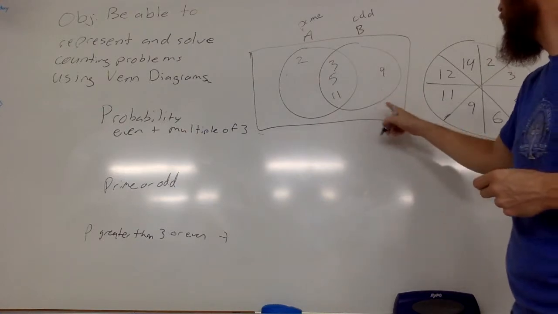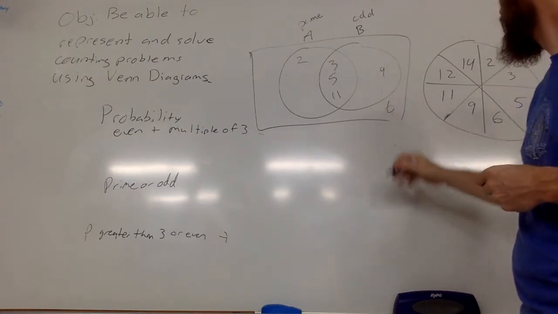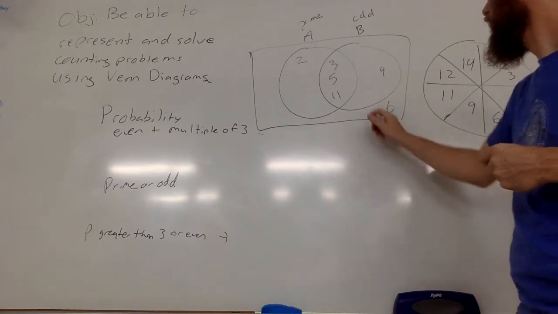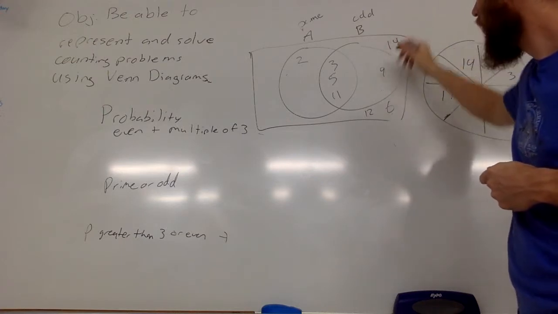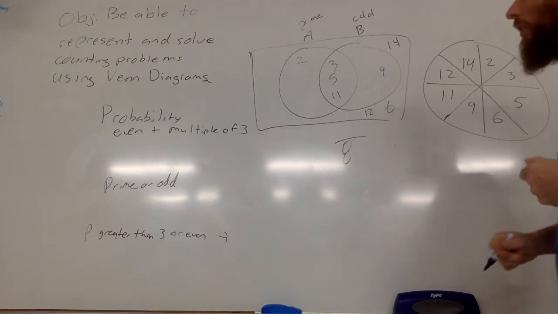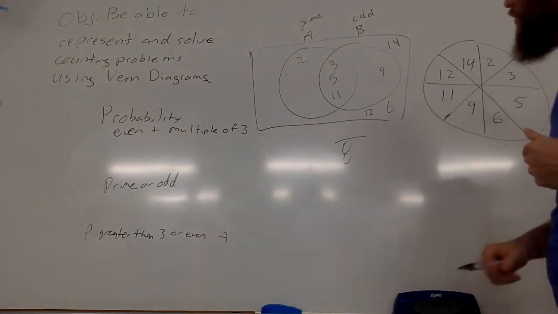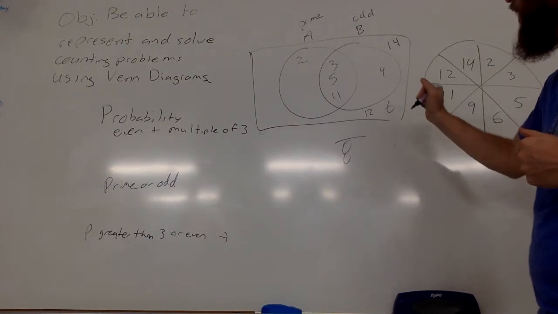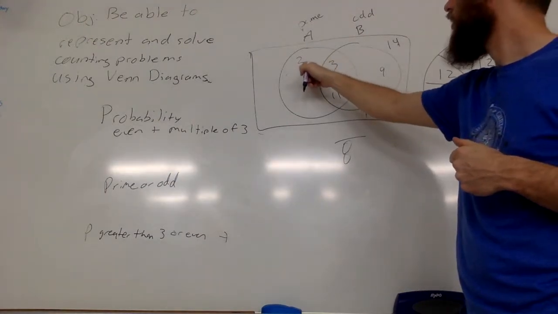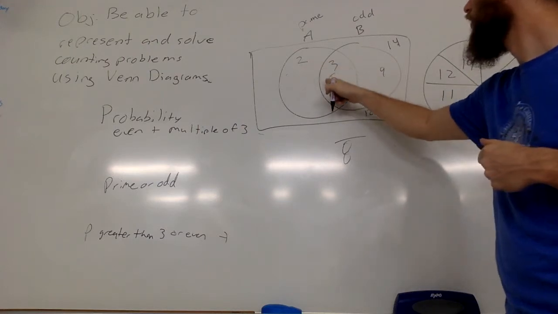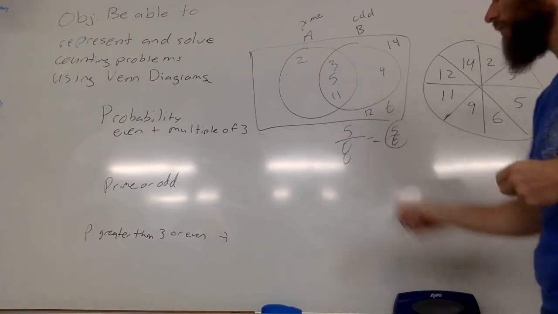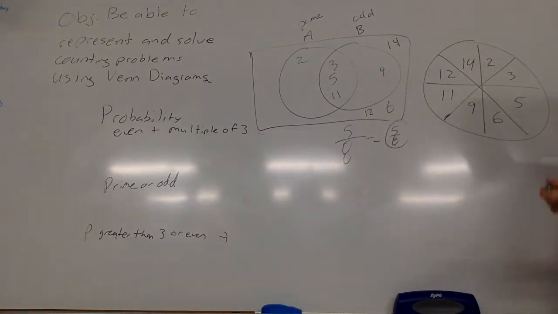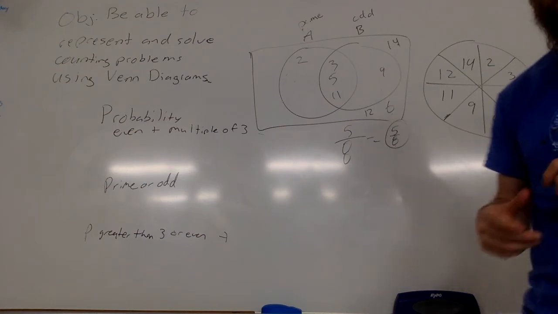And not included is 6, 12, and 14. So out of 8 possibilities, the probability that it is prime or odd is 1, 2, 3, 4, 5. 5 out of 8 that is prime or odd. I think I said even somewhere. Anyway, here's overlapping and disjoint events, or using Venn diagrams to solve these kinds of problems. Thank you.